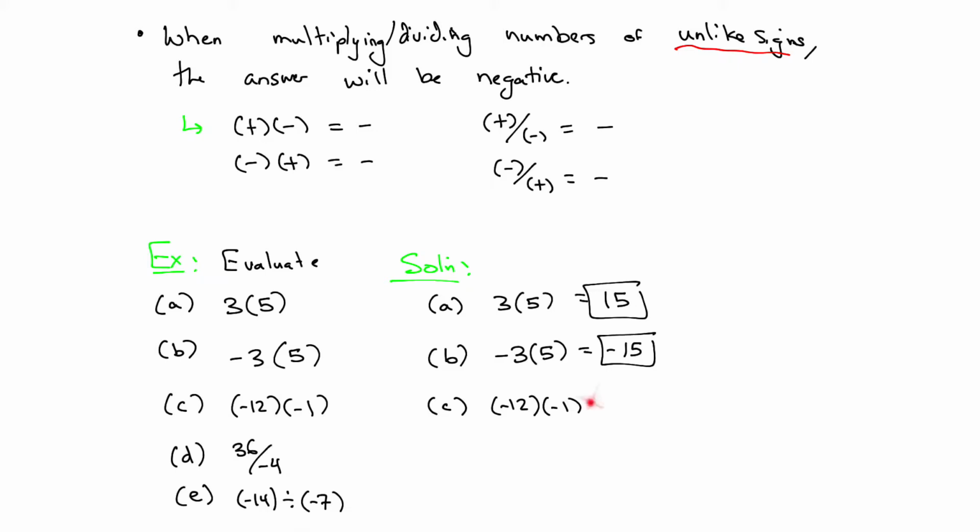So this will be 12 times 1, which is 12, and we're going to make it positive because it's a negative times a negative. So positive 12. Part D, 36 divided by negative 4. The result will be negative because we have a positive divided by a negative. We're in this case right here. 36 divided by 4 is 9, and we make it negative. So this is negative 9.